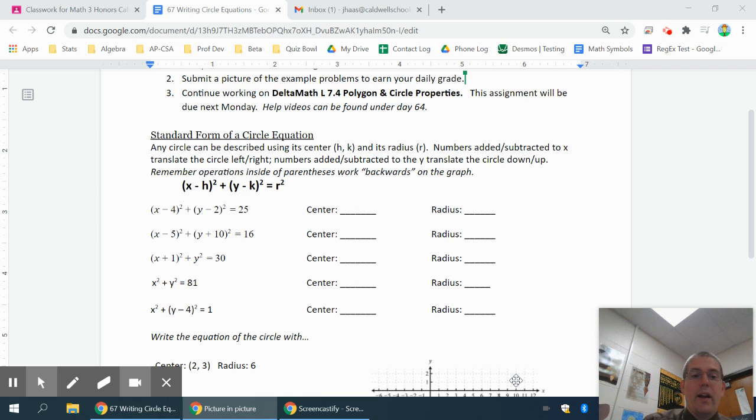Okay, we're going to look at how to write some circle equations. And the first thing we're going to do is take some equations that have been written for us and get the information about the center and radius of a circle.